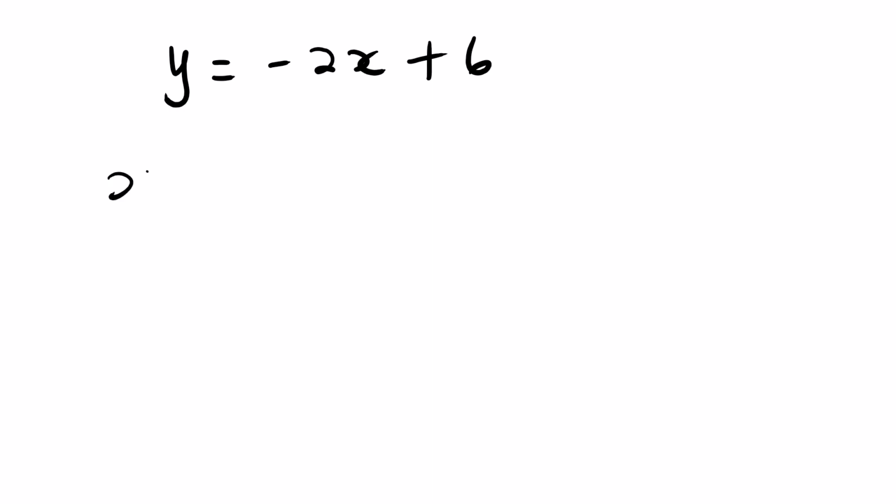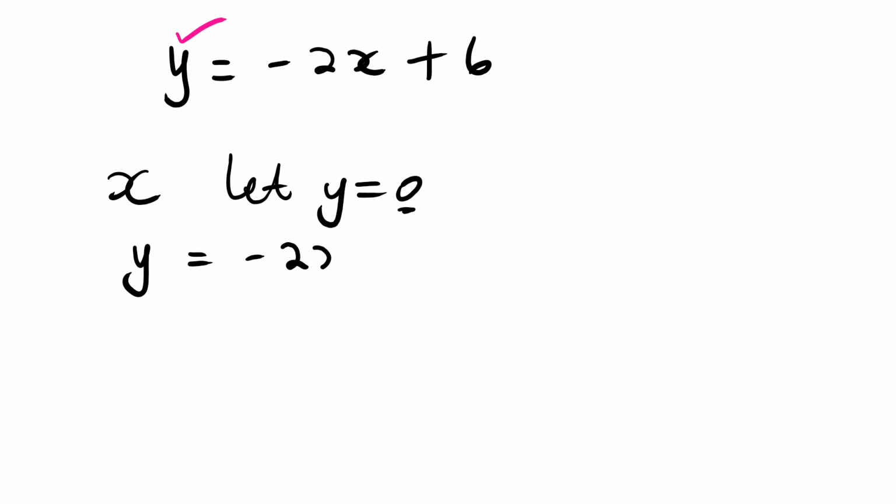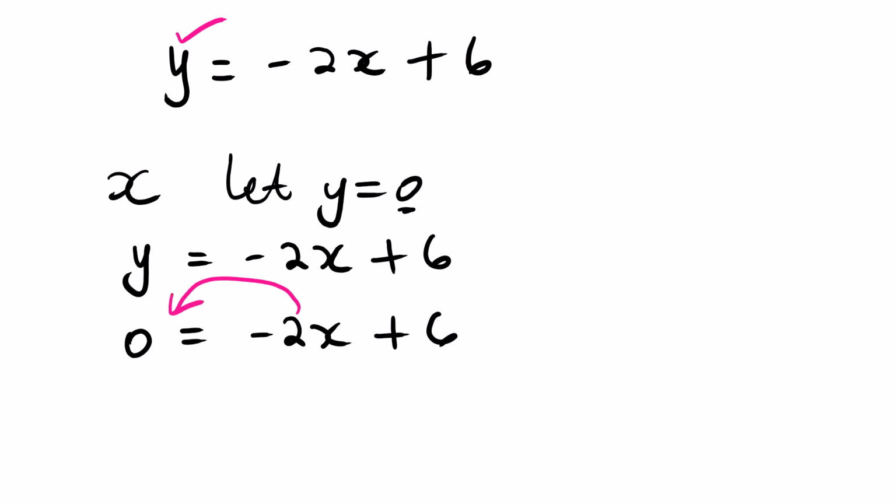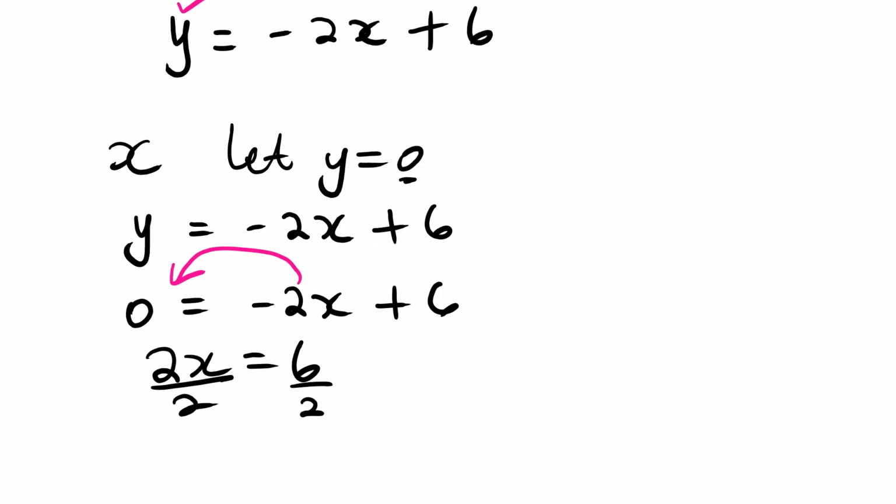Now let us start. To calculate the x-intercept, we let y be 0. So in our equation, where we see y, we substitute 0. So we have 0 equals negative 2x plus 6. And then we solve for x. We transpose this to the other side, and then we have 2x equals 6. Then from here we divide by 2 both sides. We have x equals 3. So this is the x-intercept.